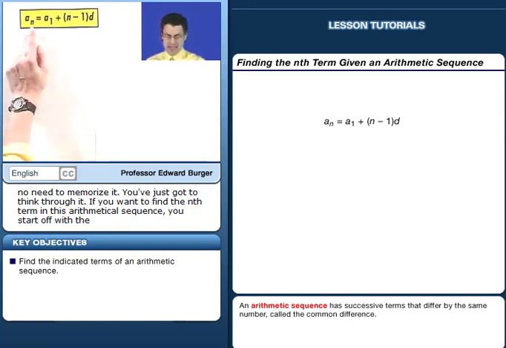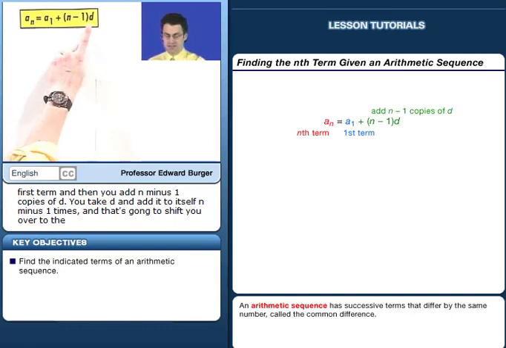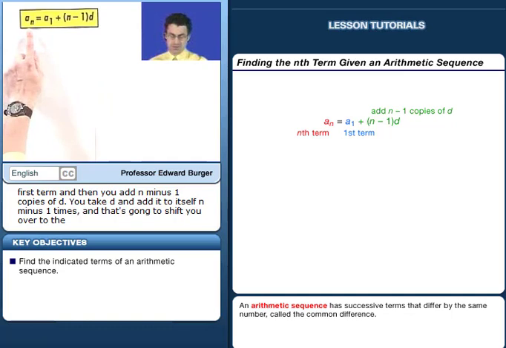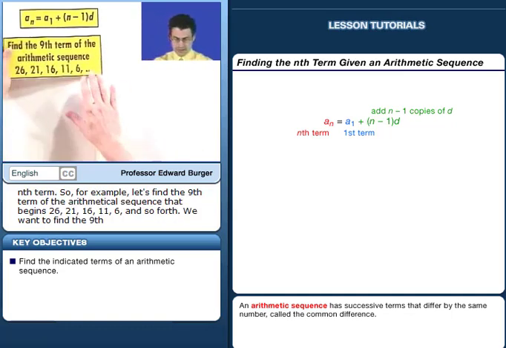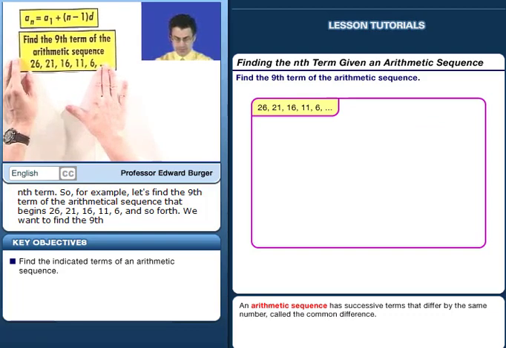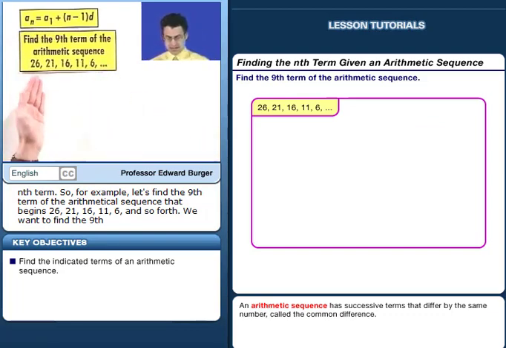If you want to find the nth term in this arithmetic sequence, you start off with the first term, and then you add n minus 1 copies of d. So you take d and add it to itself n minus 1 times, and that's going to shift you over to the nth term. So, for example, let's find the 9th term of the arithmetic sequence that begins 26, 21, 16, 11, 6, and so forth.